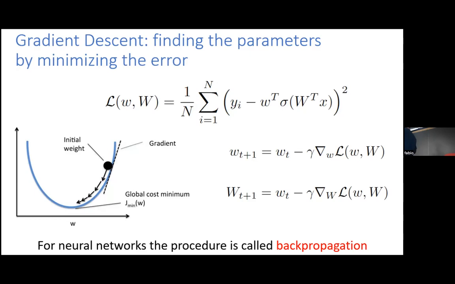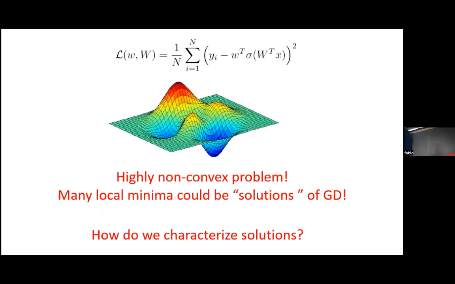This type of procedure, by the way, is called backpropagation in neural networks. Okay? So what's the problem, or rather, what's the catch related to this? This loss function, in general, is highly non-convex, so there are many local minima that can serve as solutions. So how do we characterize those solutions? And how can we pick one solution among all the solutions? Because there can be, for example, a valley of solutions with the same value. How do we pick one? They all have the same value of the error.